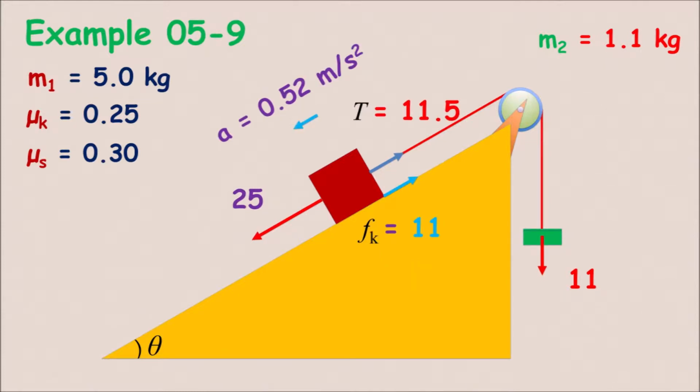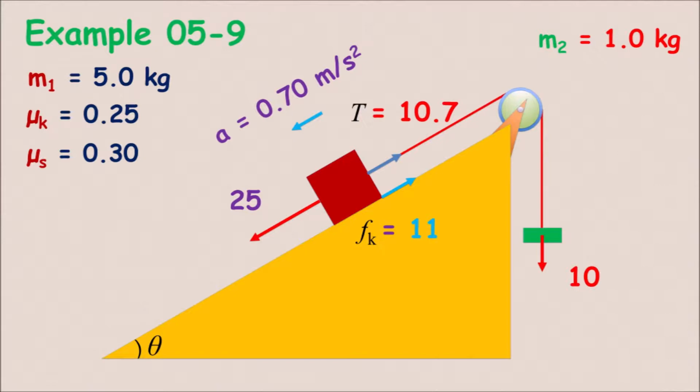As soon as block 1 starts moving down the ramp, the static friction changes to kinetic friction, that is mu k M1G cosine theta, which is 10.8 or about 11 Newton. Meanwhile, the tension in the string adjusts itself so that both blocks have the same acceleration. Notice that now block 2 is also accelerating upward and the tension in the string is not equal to its weight anymore and it is about 11.5 Newton. Now if we keep decreasing M2 even more, the story is going to be the same except that we get more acceleration.